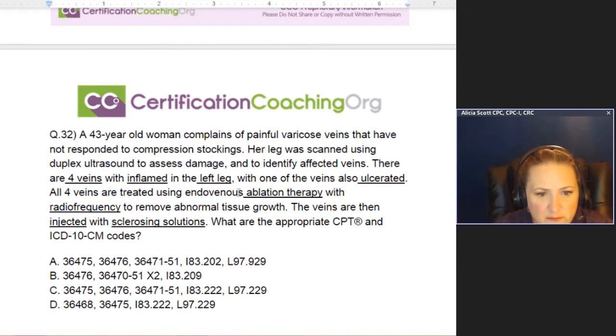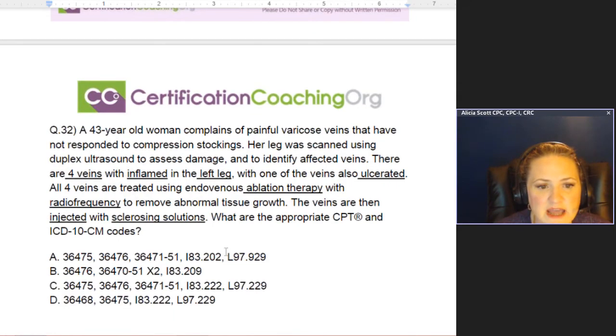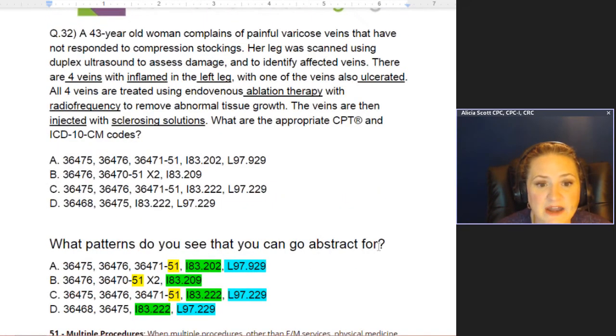Now I'm looking at the codes. I highlighted what my brain looked at. Any patterns you see? Always look at modifiers. Does every one of these choices have a modifier? No, 3 have a modifier. So I need to know what modifier 51 is. Open up the CPT book, look in the front cover: modifier 51, multiple procedures. Were multiple procedures done? Yes or no? We need to know that. So I'm going to write off to the side here, multiple procedures.